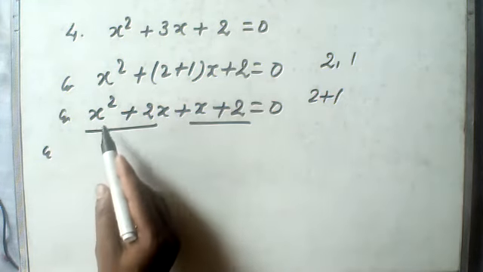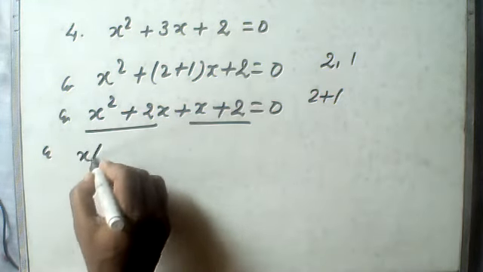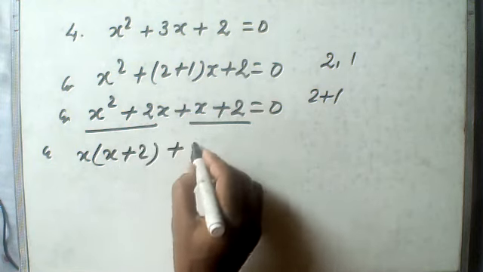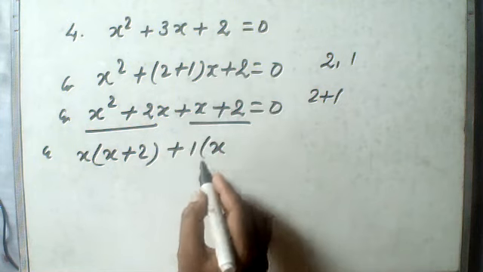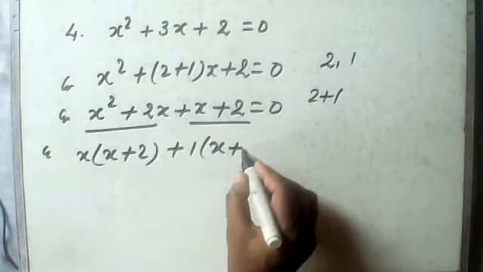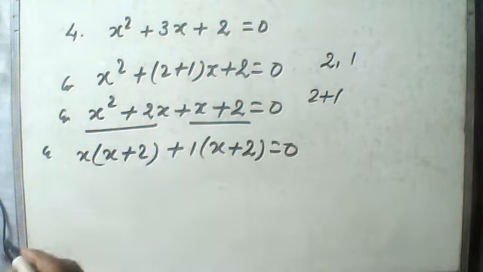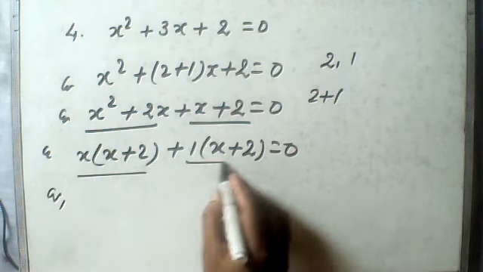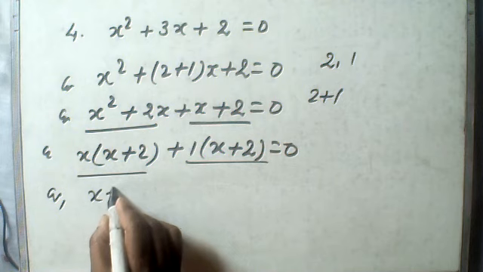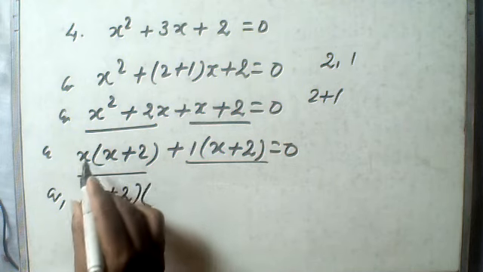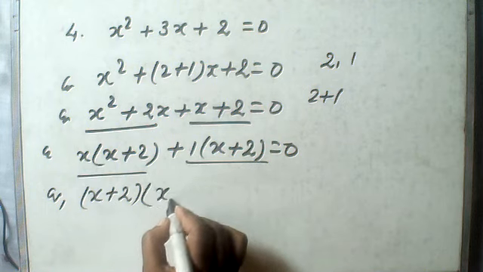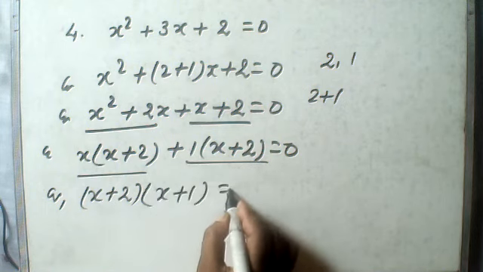Take the common factor from the first two terms: x is common, x plus 2 remains there. Plus 1 is common, nothing is common, so we can write 1 as a common, and x plus 2 remains there. Now again, from these two groups, x plus 2 is common, and x from this and plus 1 from this remains, so x plus 1 remains there.